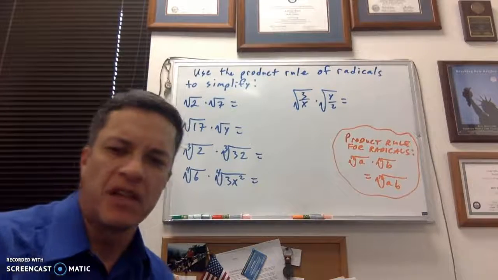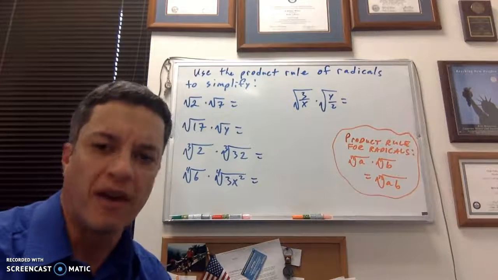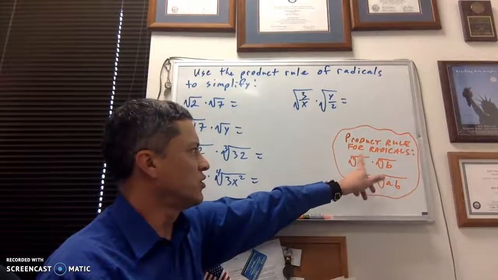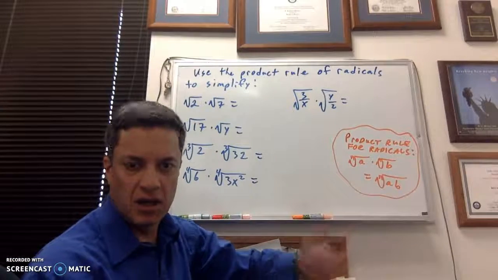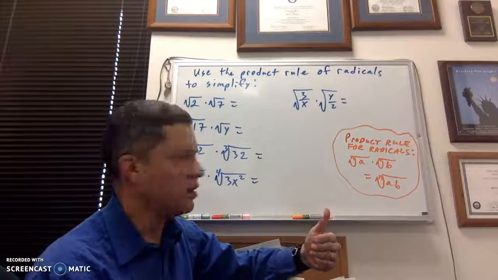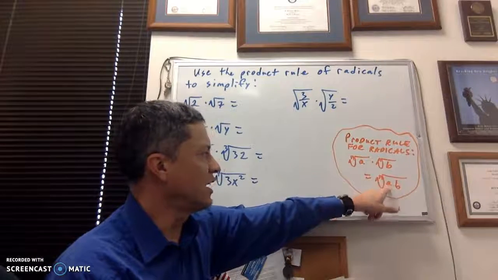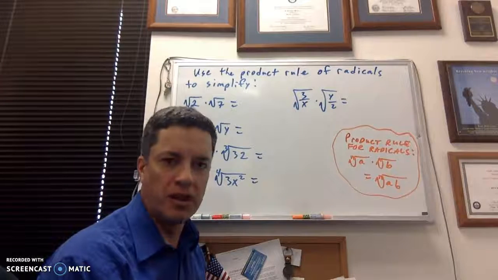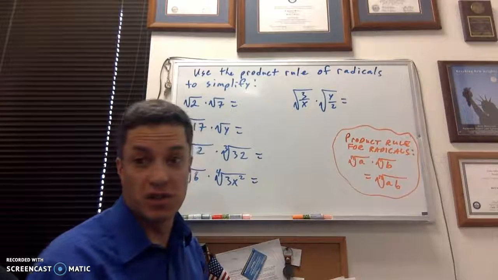Hi everyone, let's take a look at the product rule for radicals. If you have the nth root of a times the nth root of b, so the indices are the same, then you can multiply the radicands together and have the same umbrella of the index. So that's all there is to it really.